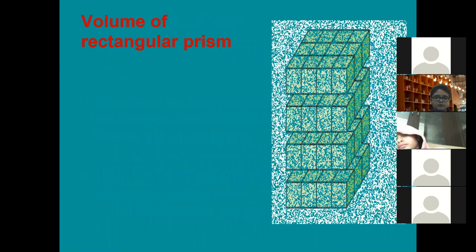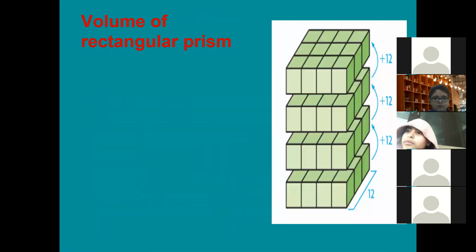Now look here, this picture will clearly make you understand. See, how many layers are there here? 4. Very good. The base has 1 layer, which is made up of how many cubes? 12. And on top, there are 3 more layers. So one layer is the base, then on top another 12 adds up, then another 12 adds up, and another 12 adds up. So what will be the volume of this rectangular prism? 48 square units.